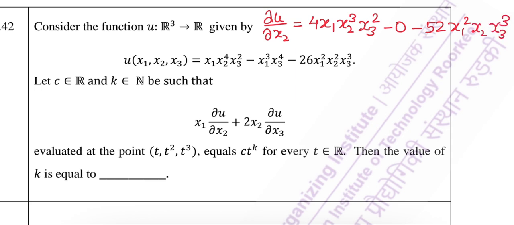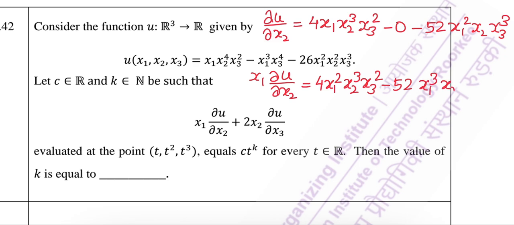Okay, now we have to multiply this one with x1. So I am going to do the same now. The next step will be x1 del u by del x2 equals 4 x1 square x2 to the power 3 x3 to the power 2 minus 52 x1 to the power 3 x2 x3 to the power 3.